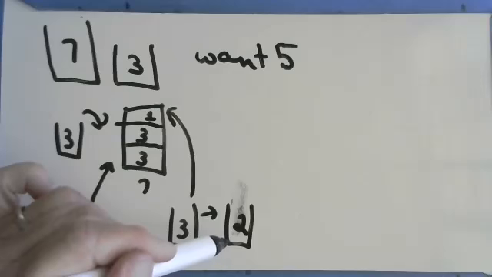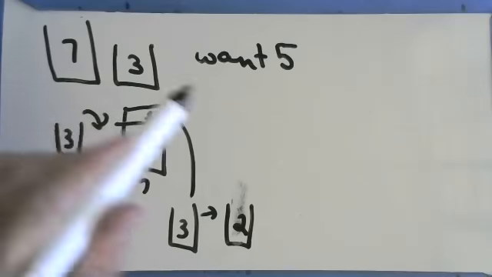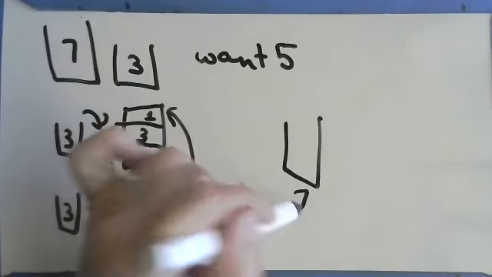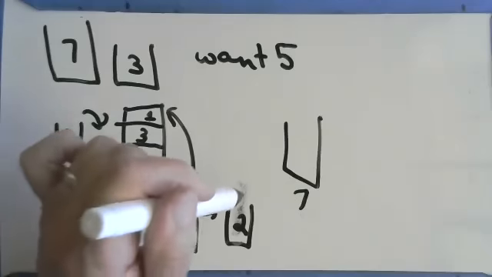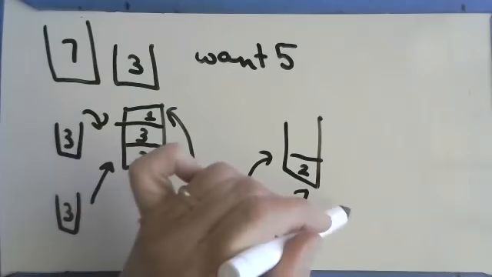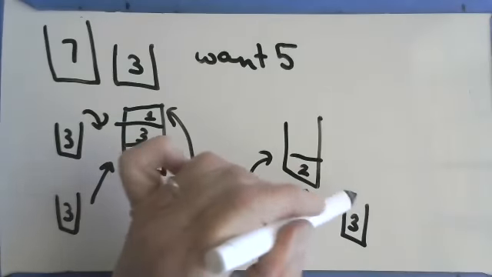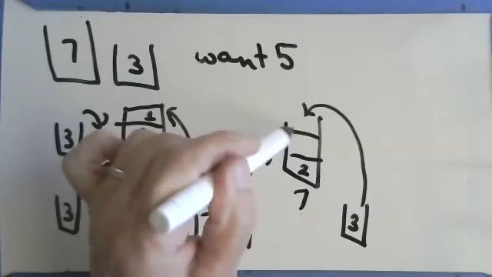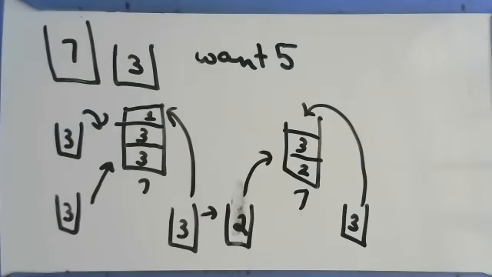So now that I have 2, if I empty out the 7, now I have an empty 7 gallon bucket. If I then pour the 2 gallons into it, and then take my 3 gallon again and fill it up and pour that into it, then I know I have 5 gallons.